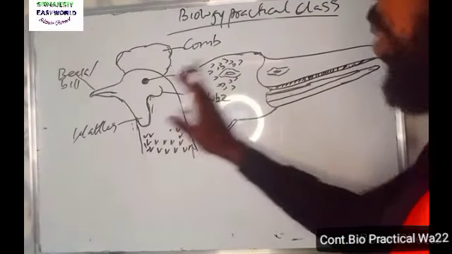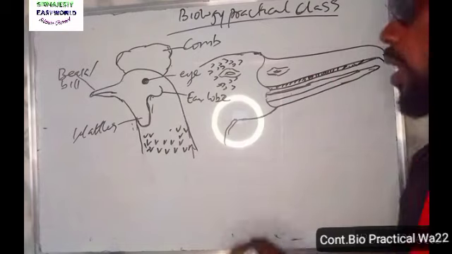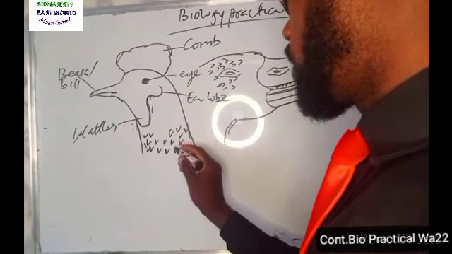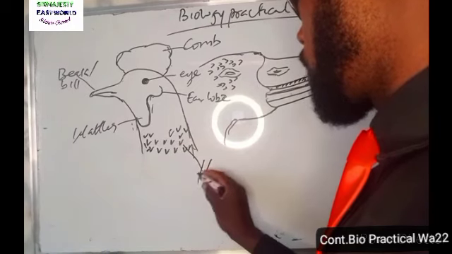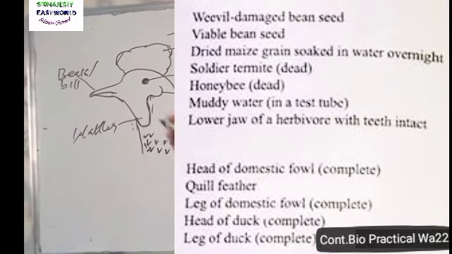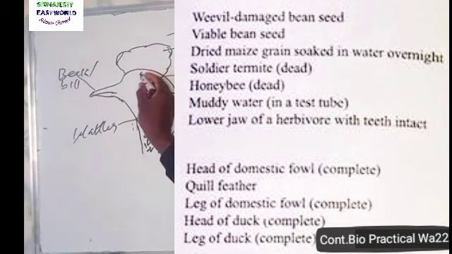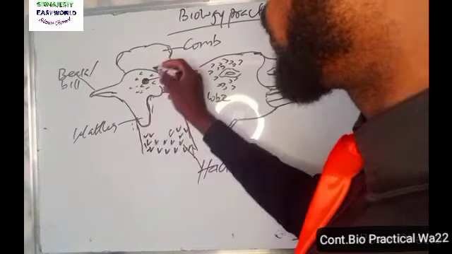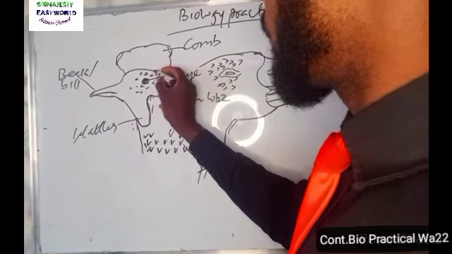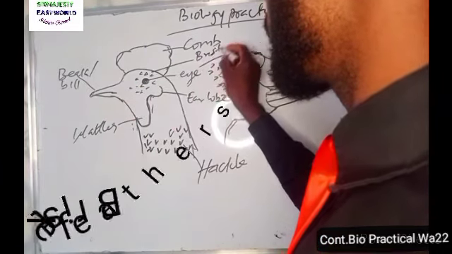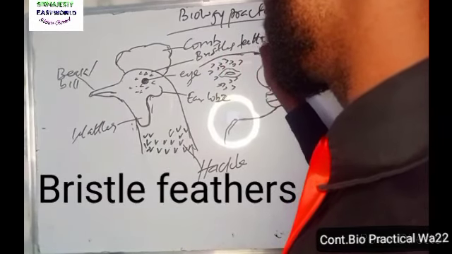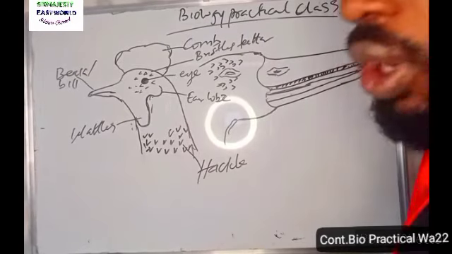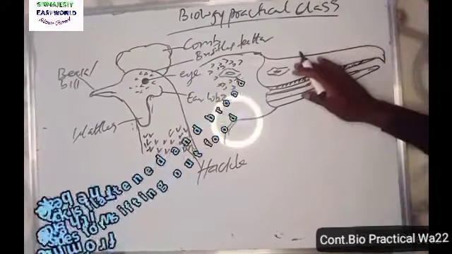So it is possible that you might be told to differentiate between these two heads. Then the feathers in the neck might be called the hackles. The long feathers in the neck region of birds, you can refer to them as the hackles. Then there will also be feathers around. The feathers on the head of most birds are called the bristle feathers.